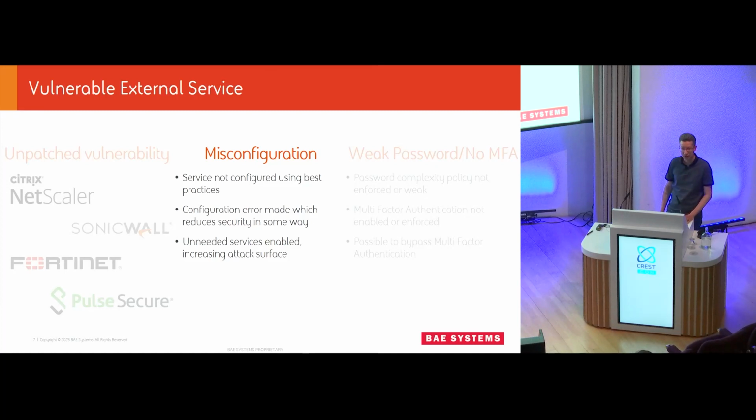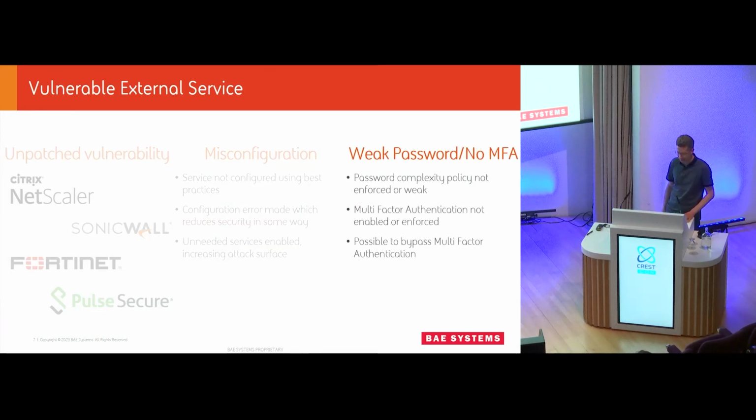Another way is that it could be something that's been misconfigured. So maybe someone's installed something on the perimeter of the network. They haven't configured it according to the correct best practices. They might have made a configuration error in some way, or they might have had unneeded services enabled, which is basically increasing the attack surface. So reviewing the configuration of your external services, making sure that things are being configured to best practices and that everything's configured in a secure way is really important here.